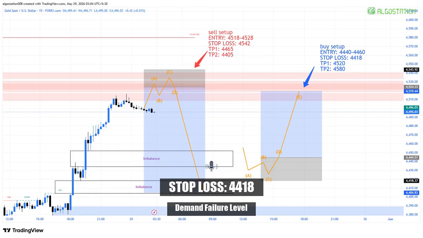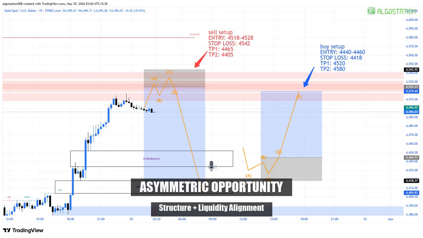defend the imbalance. The first upside target is 4,520, the nearest buy-side liquidity resting above the recent highs. If institutions continue repricing aggressively, gold could extend toward 4,580, revisiting the major 1-hour supply origin. This long setup also maintains strong asymmetric reward potential while respecting higher time frame accumulation behavior.